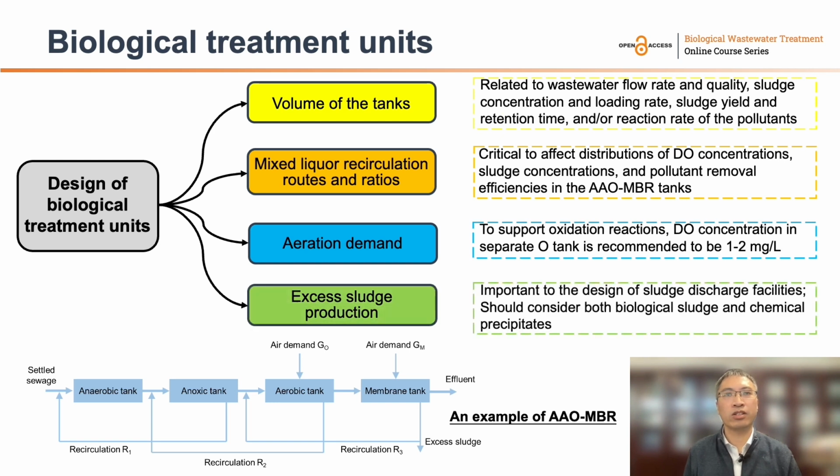Excess sludge production should also be evaluated to design the facilities for sludge discharge, treatment, and disposal. If the biological process is not sufficient to meet the effluent TP standard, chemical precipitation can be conducted by dosing chemicals into the biological tanks or in an additional reaction tank as a supplement. In such case, the design of excess sludge production should also consider the additional amount of chemical precipitates or coagulation products.